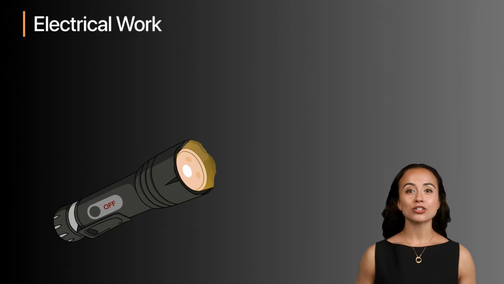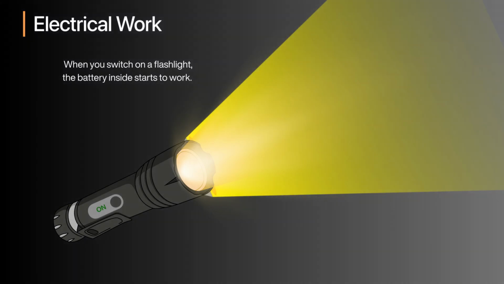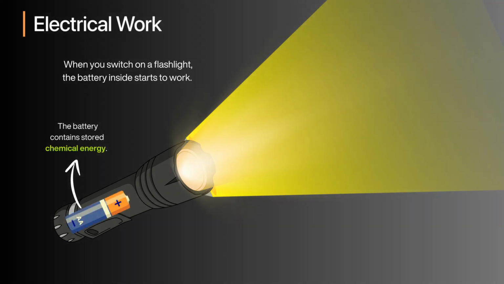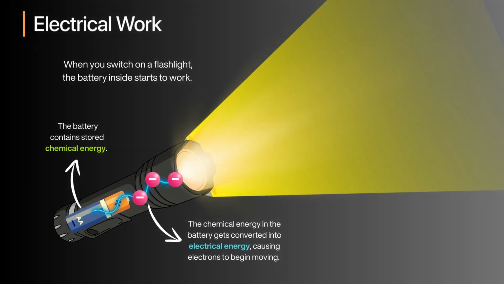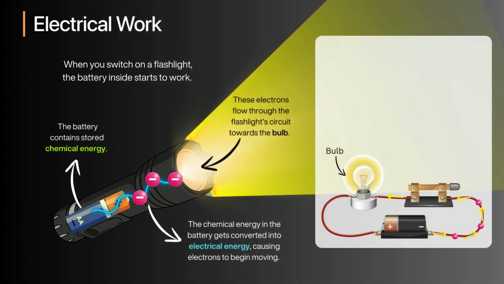To see how electrical work transfers energy, let's use the example of a flashlight. When you switch on a flashlight, the battery inside starts to work. The battery contains stored chemical energy. The chemical energy in the battery gets converted into electrical energy, causing electrons to begin moving. These electrons flow through the flashlight circuit towards the bulb.